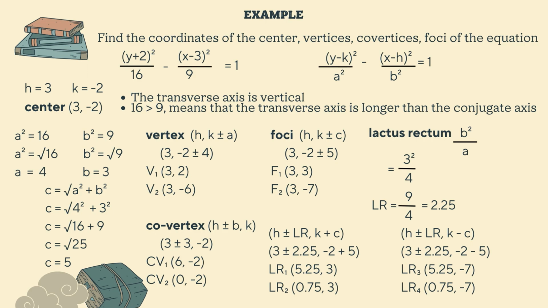Now we will find the latus rectum, which has the formula b squared over a. For b squared, we have 3 squared, and for a, we have 4. So 3 squared is equal to 9. So 9 over 4 is equal to 2.25.